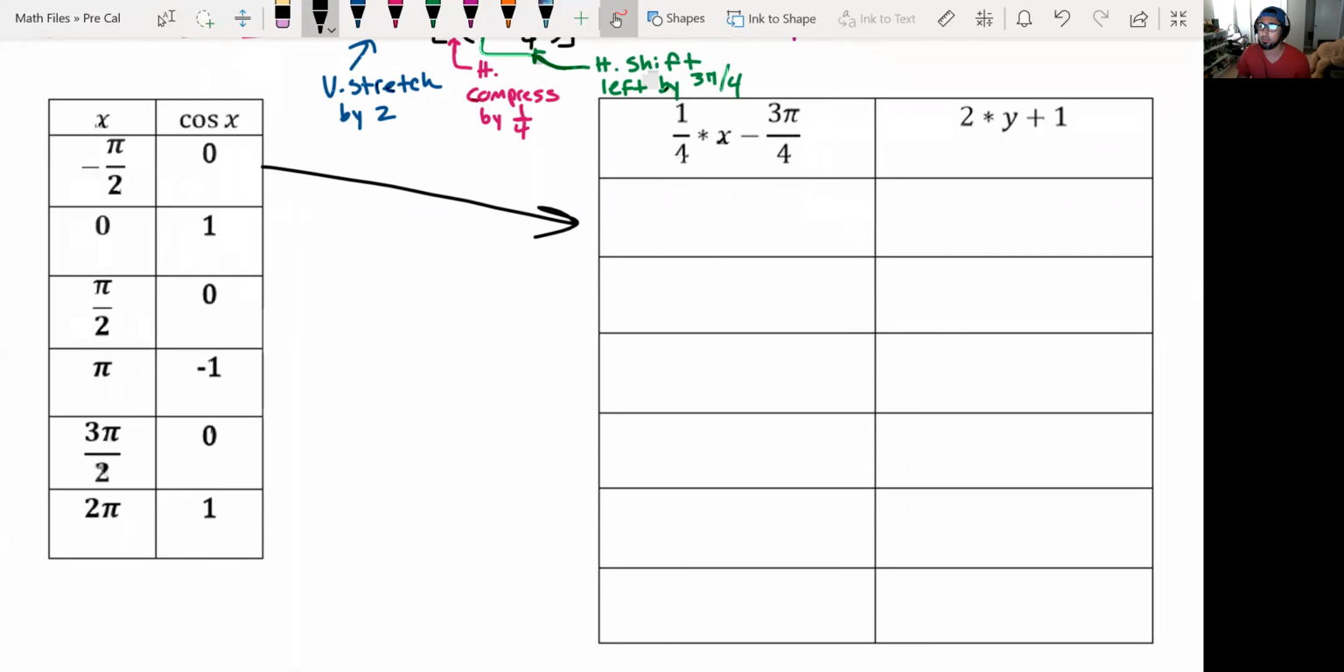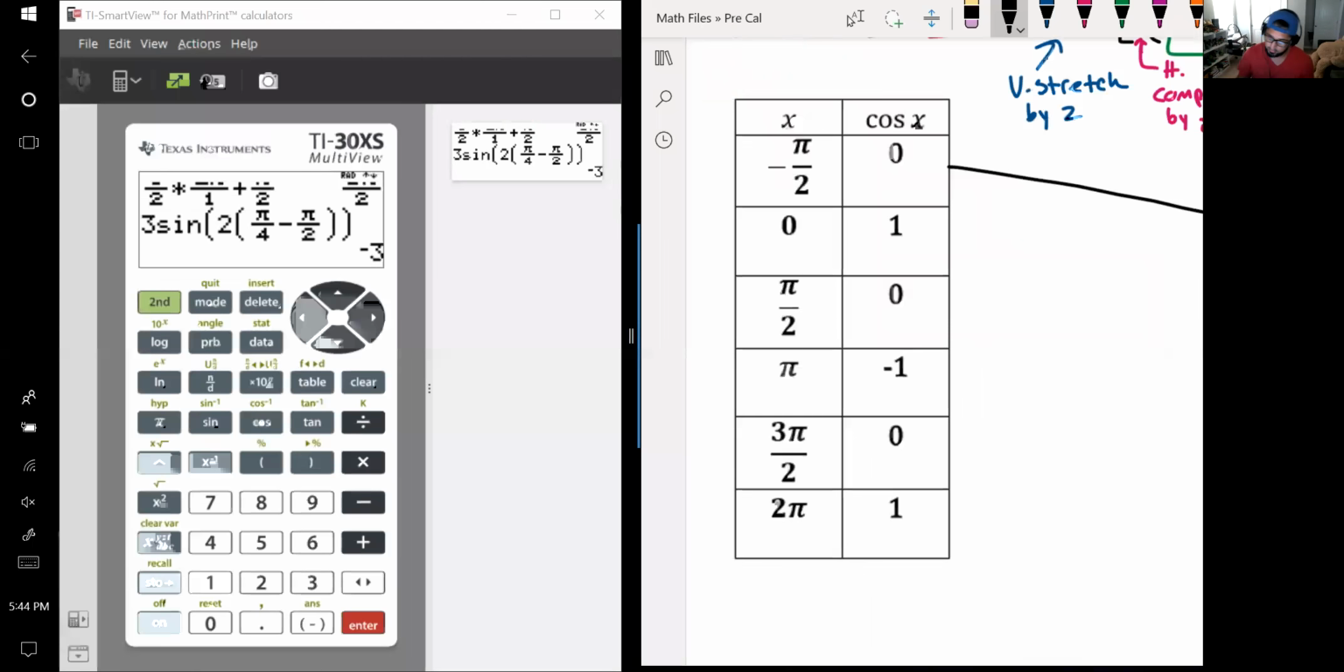You get 0, 2 times 0 plus 1 gives me 1. 2 times 1 plus 1 gives me 3. 0 plus 1 gives me 1. 2 times negative 1 is negative 2 plus 1, which gives me negative 1. And then 0, and then 1, and then 2 and 3. Okay, back to the calculator.